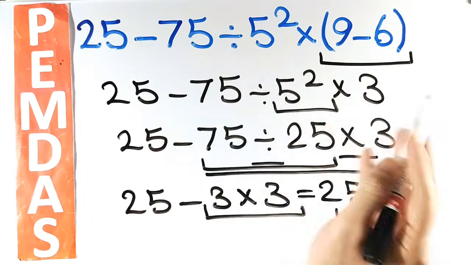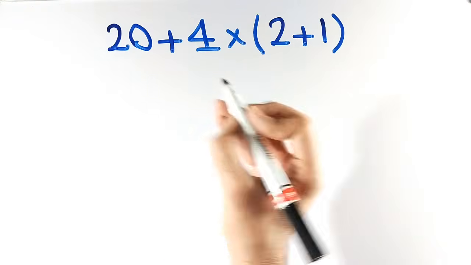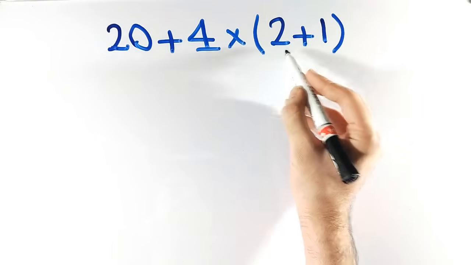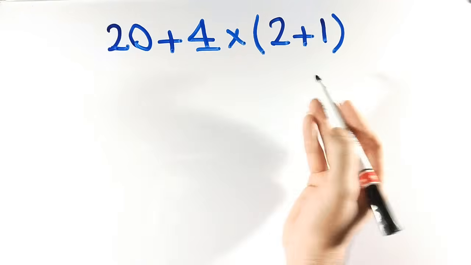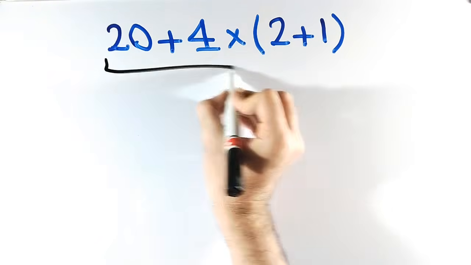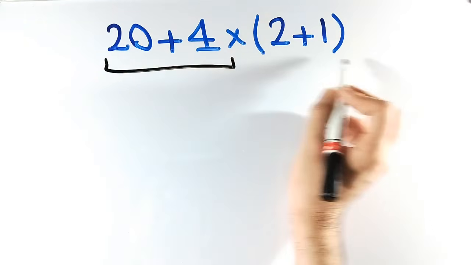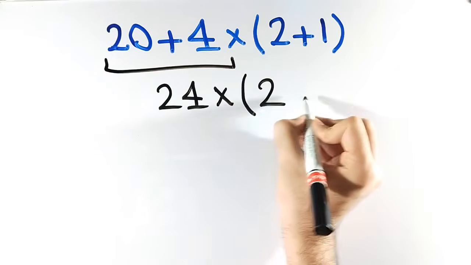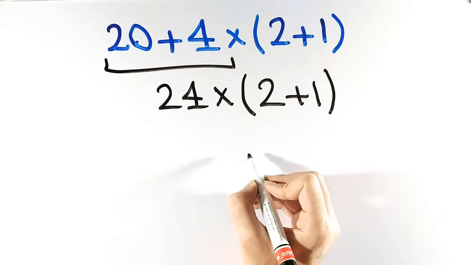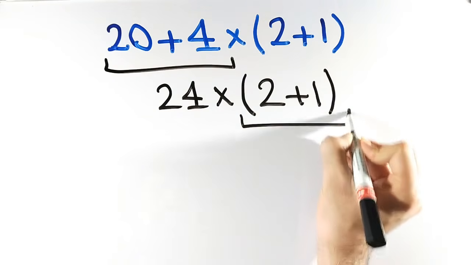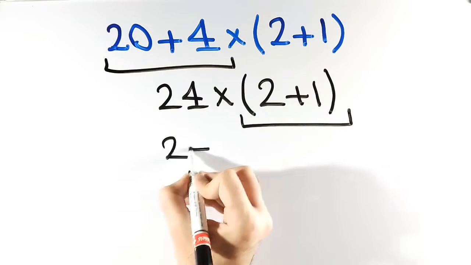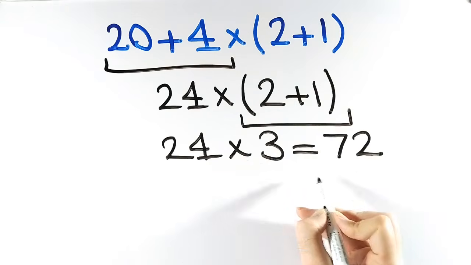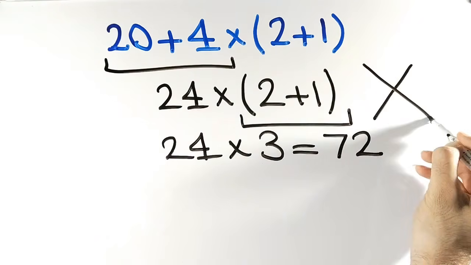Alright, now let's solve the final math question together. What is the value of the expression 20 plus 4 multiplied by open parentheses 2 plus 1 close parentheses? Many people when solving this question first go for the addition between 20 and 4, and instead of this expression they write 24 multiplied by open parentheses 2 plus 1 close parentheses. And the next step, they go to the expression inside the parentheses and write this expression as 24 multiplied by 3, which finally gives them the answer, 72. However, it's not the correct answer to this question.